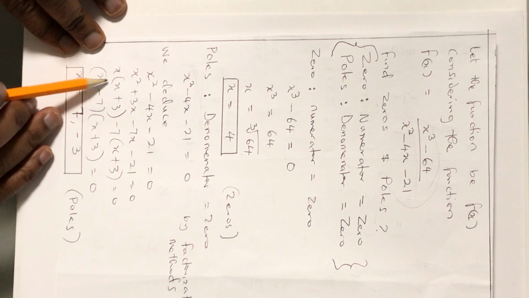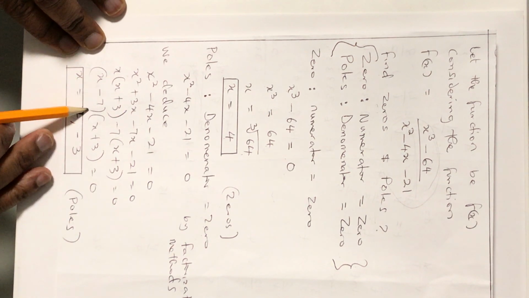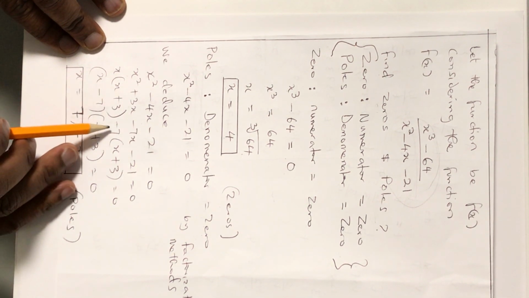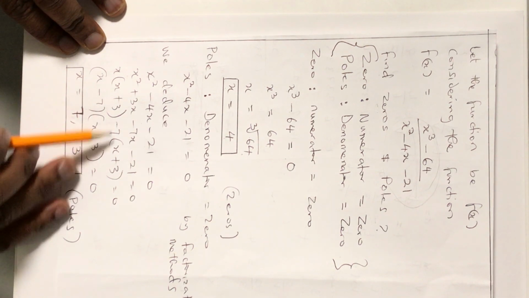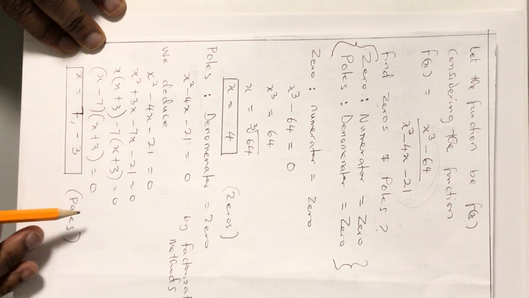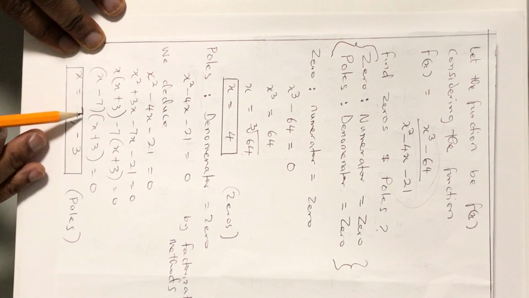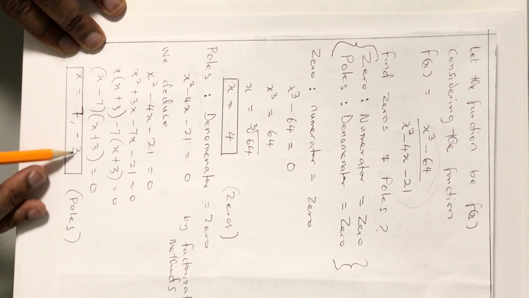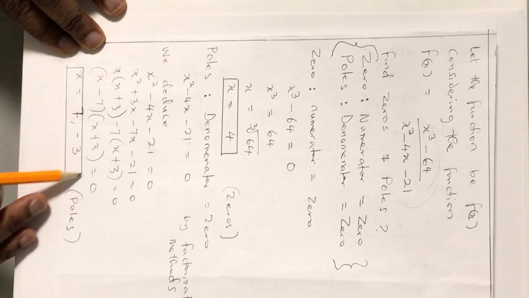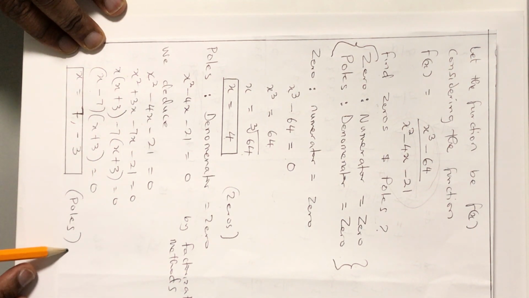Therefore, we find (x - 7)(x + 3) = 0. From here, we can find x, which equals 7 or -3, which are the entries for our poles.